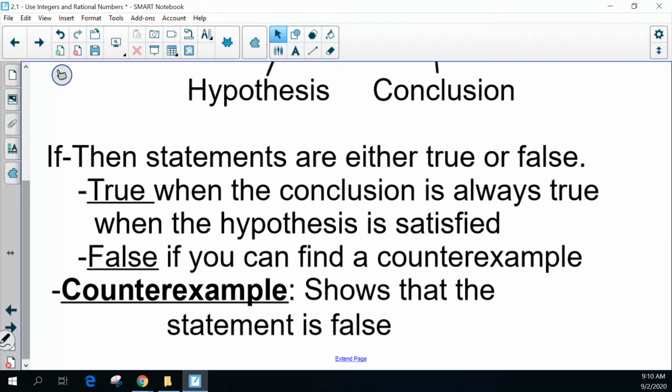Does that make sense? So if it's false, you have to have a counter example? If it asks for one, usually it does, yeah. But that was just kind of a non-math example of an if-then statement, and then we found a counter example to make it not true.